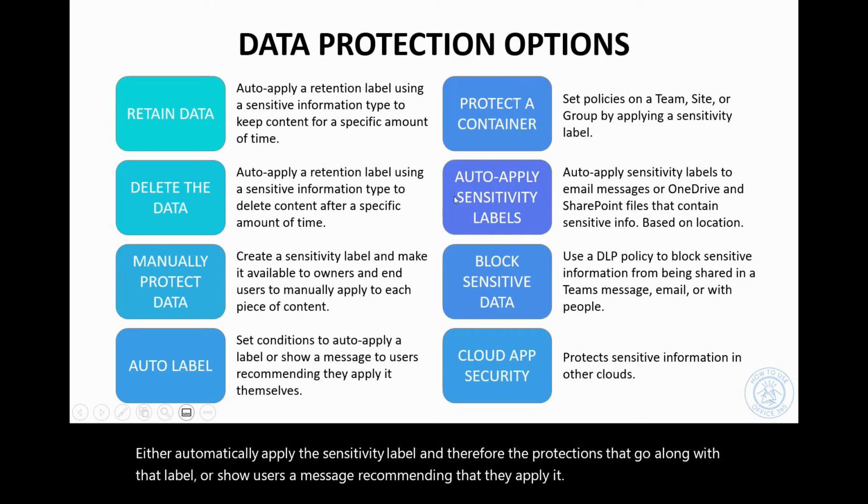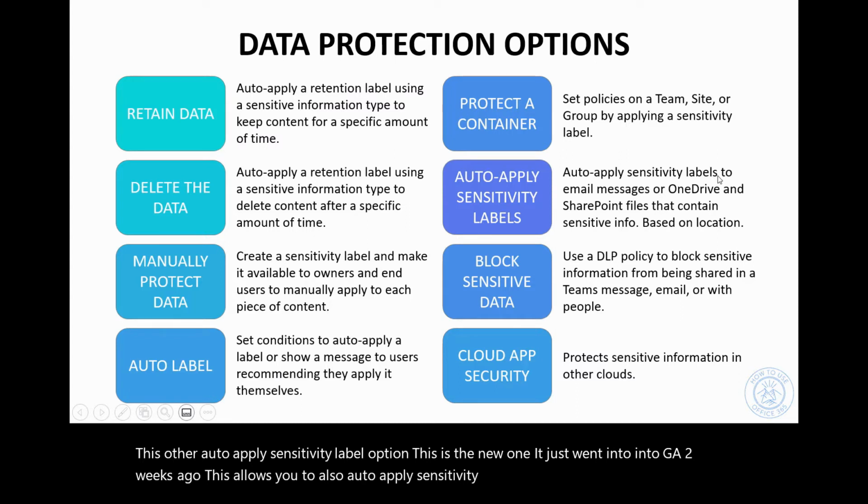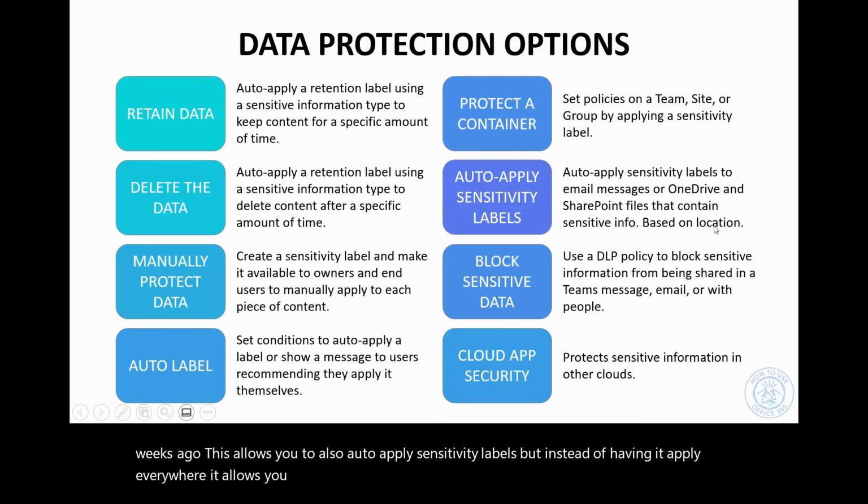This other auto-apply sensitivity label option, this is the new one. It just went into GA 2 weeks ago. This allows you to also auto-apply sensitivity labels, but instead of having it apply everywhere, it allows you to select the location, such as specific SharePoint sites, specific OneDrive accounts, specific email accounts.